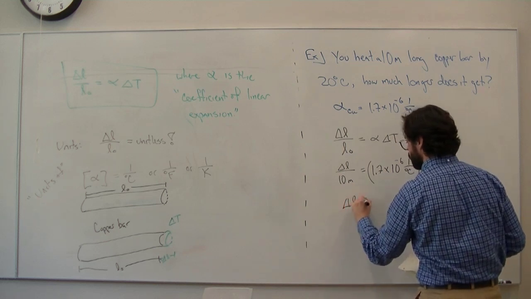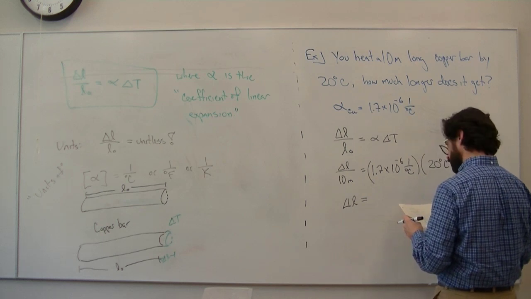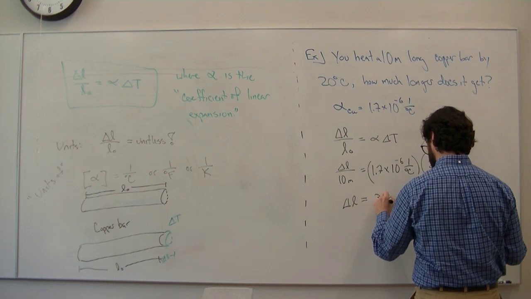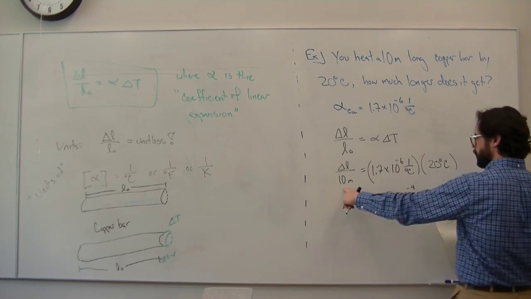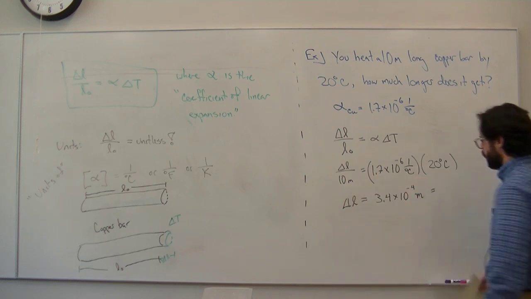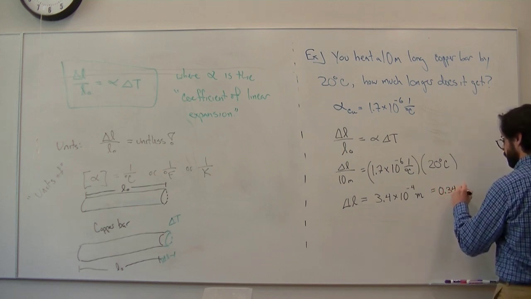And math happens, and delta L is, I've got to actually look that up, 3.4 times 10 to the minus 4. Because we multiplied by meters, we're going to get out meters. So that's about 1/3 of a millimeter. Okay.